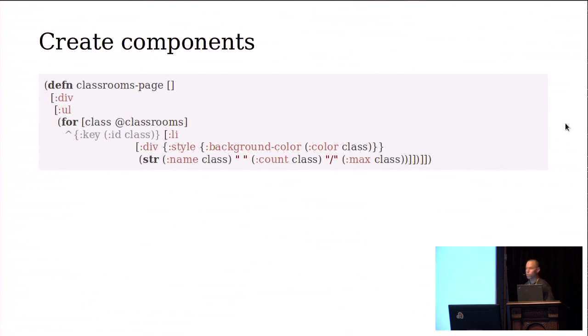In ClojureScript, we need to create a component to display the contents of our classrooms. So here we are iterating through the list of classes, and for each one we have a list item. For each list item, we have a div element where we use inline styling to set the background color of the div to the color of the classroom. Then for the contents of the div, we are outputting the name of the class as well as the count and the maximum number for the class.